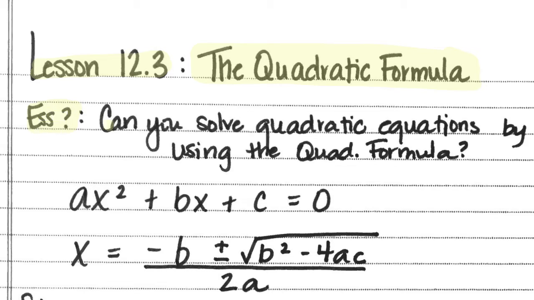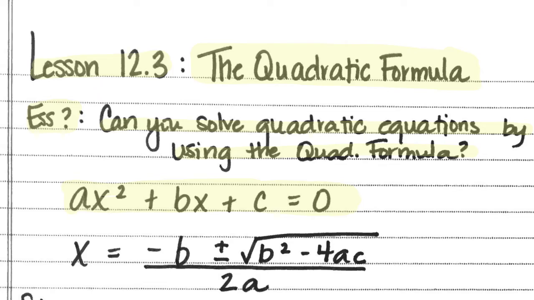Our essential question is, can you solve quadratic equations by using the quadratic formula? What we have to remember, ax squared plus bx plus c is equal to 0. The very first thing we have to remember is that all quadratics have to be equal to 0. Typically, if you can factor it, do that. Factor and solve, because that's the easiest.